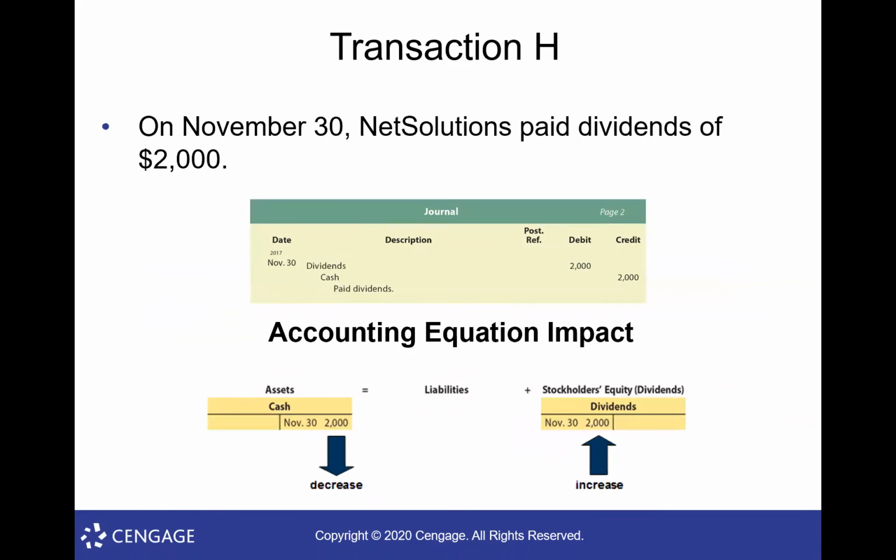There's ours. And then H, we paid dividends of $2,000. Dividends increase with a debit. Cash decreases with a credit.